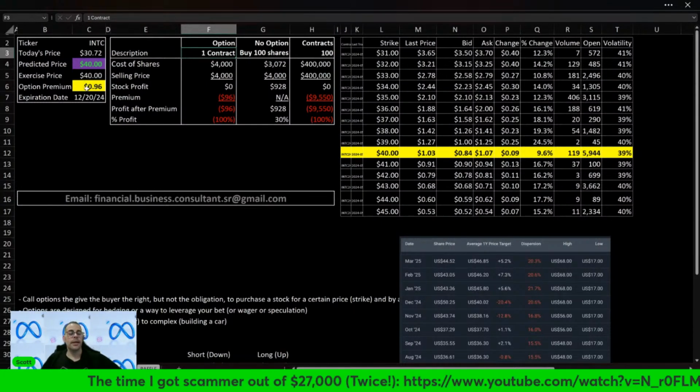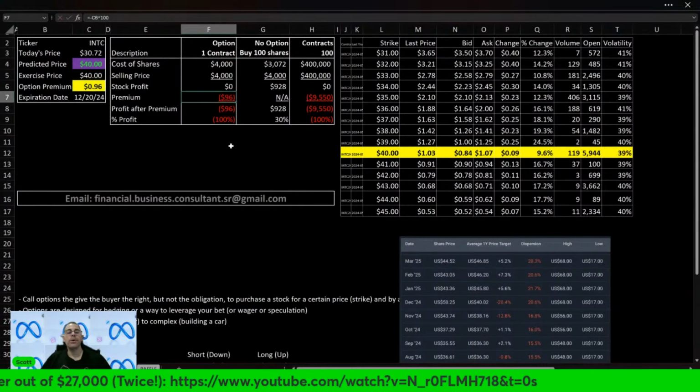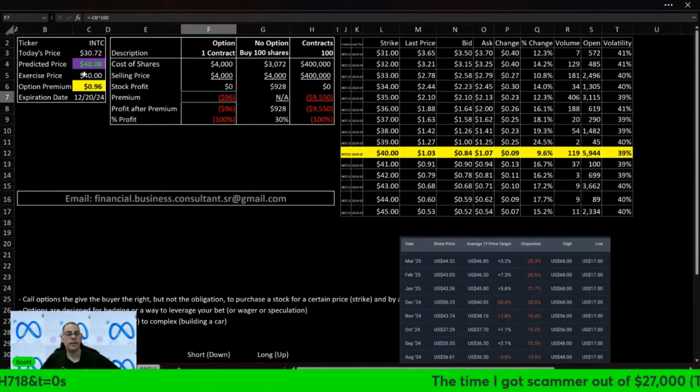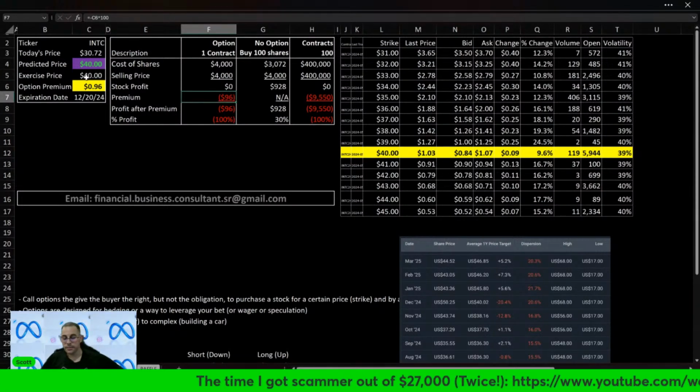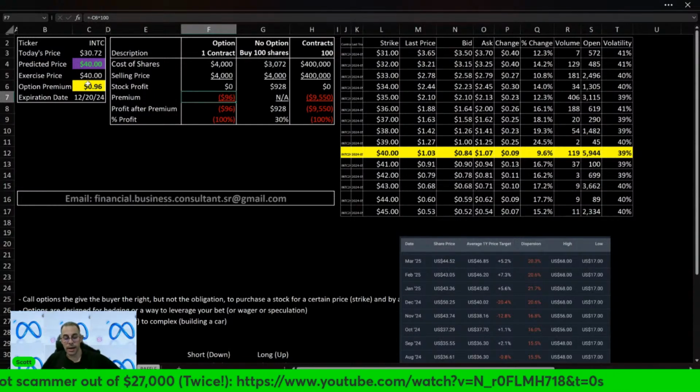So you take the 96 cents times 100. So that's the premium you pay. You pay someone 96 bucks for the option to buy Intel for $40 on or before 12/20. So if it never hits 40, you may not exercise the option.